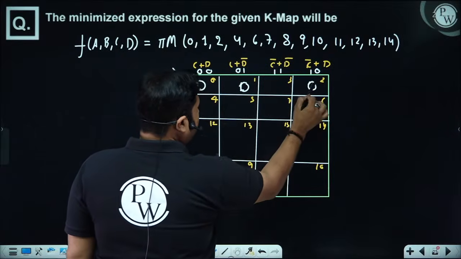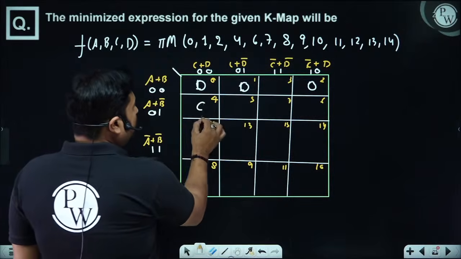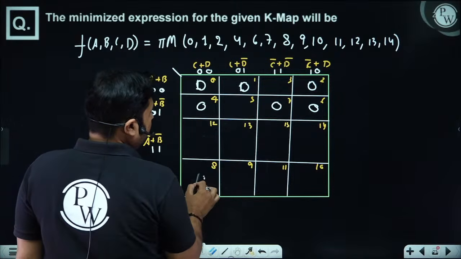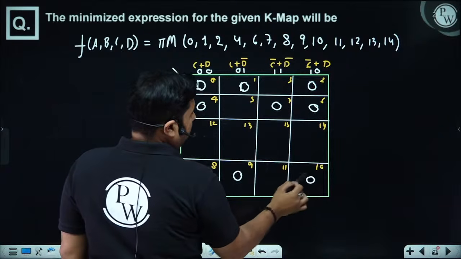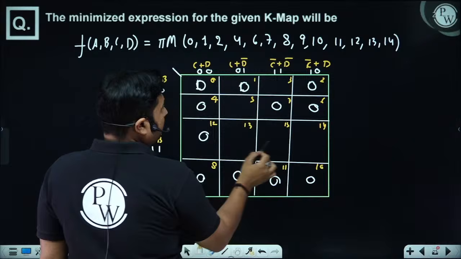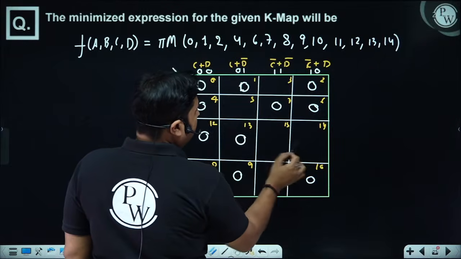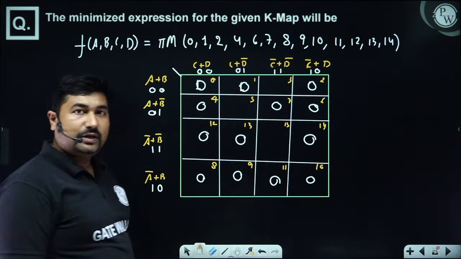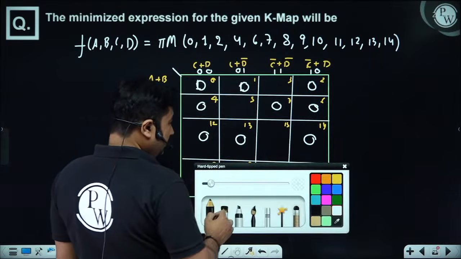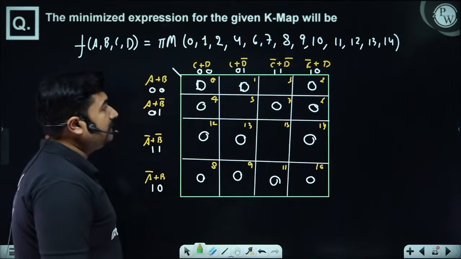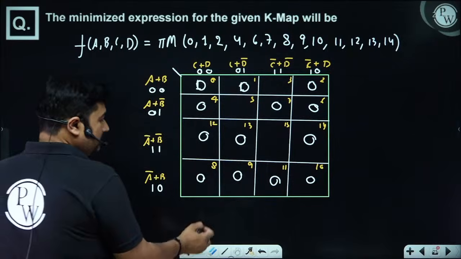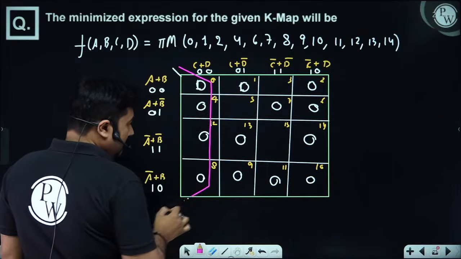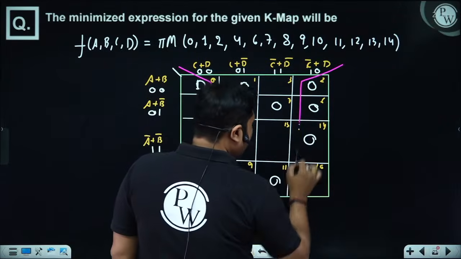Logic level zeros are present at 0, 1, 2, 4, 6, 7, 8, 9, 10, 11, 12, 13, and 14. So first of all, you have to identify, is there any octet possible? So your first approach is to identify the octet. Yes, sir, octet is possible. So if octet is possible, the largest grouping, it can be created in only one way.